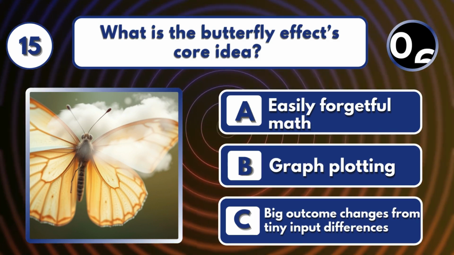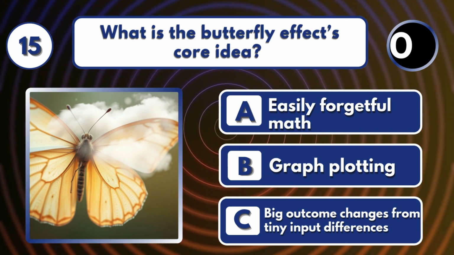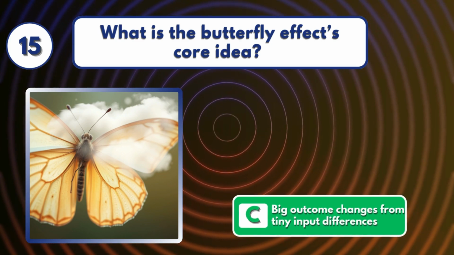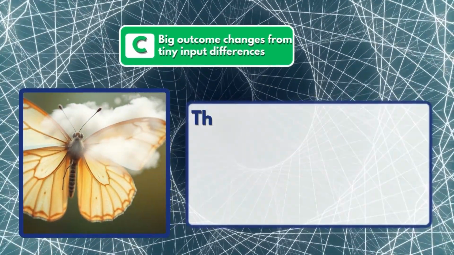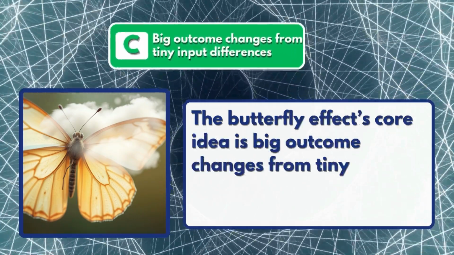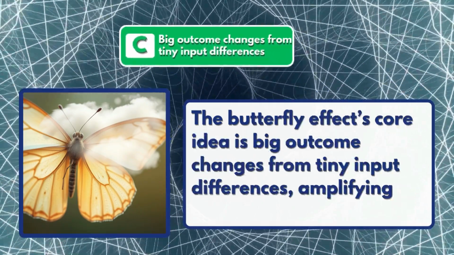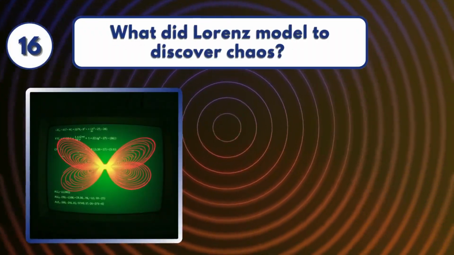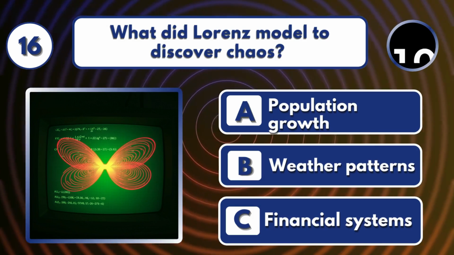Chaos awaits. Solve it now. The butterfly effect's core idea is big outcome changes from tiny input differences, amplifying chaos. What did Lorenz model to discover chaos?